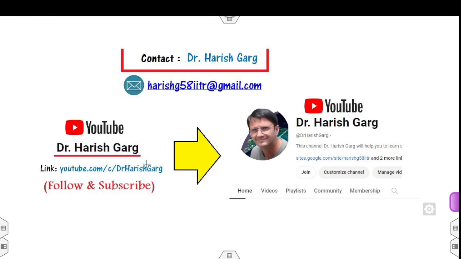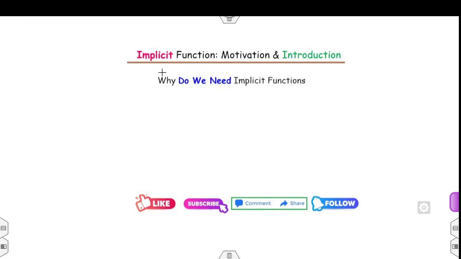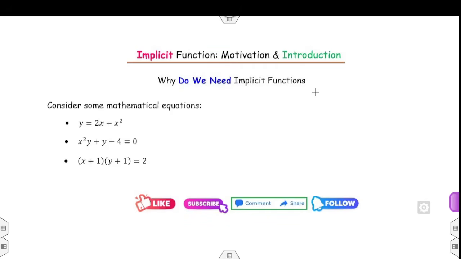Now, first of all, the first question that always arises in every student's mind is why there is a need of today's topic, implicit functions. Fine. What is the motivation behind that and why is there a need of the implicit function? Consider three examples in your mind like y is equal to 2x plus x square y plus y minus 4 is 0 and so on.